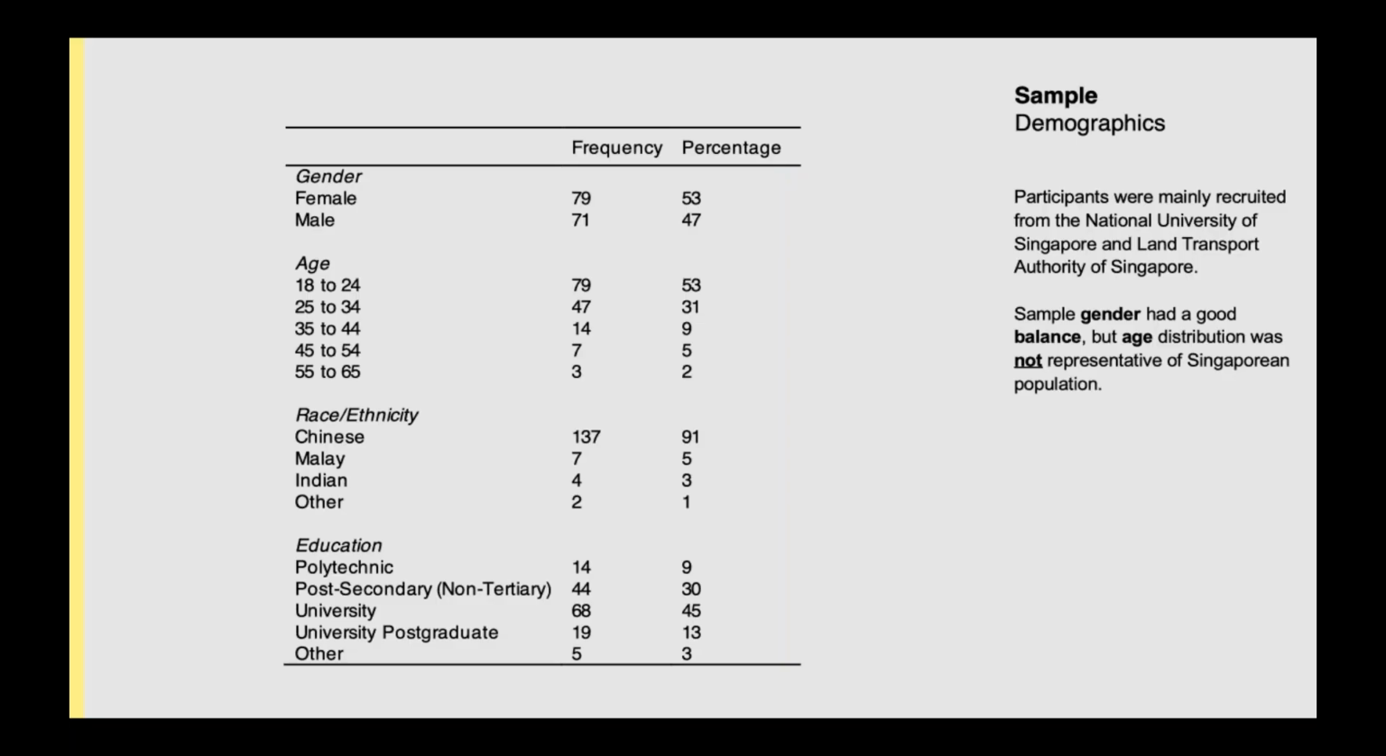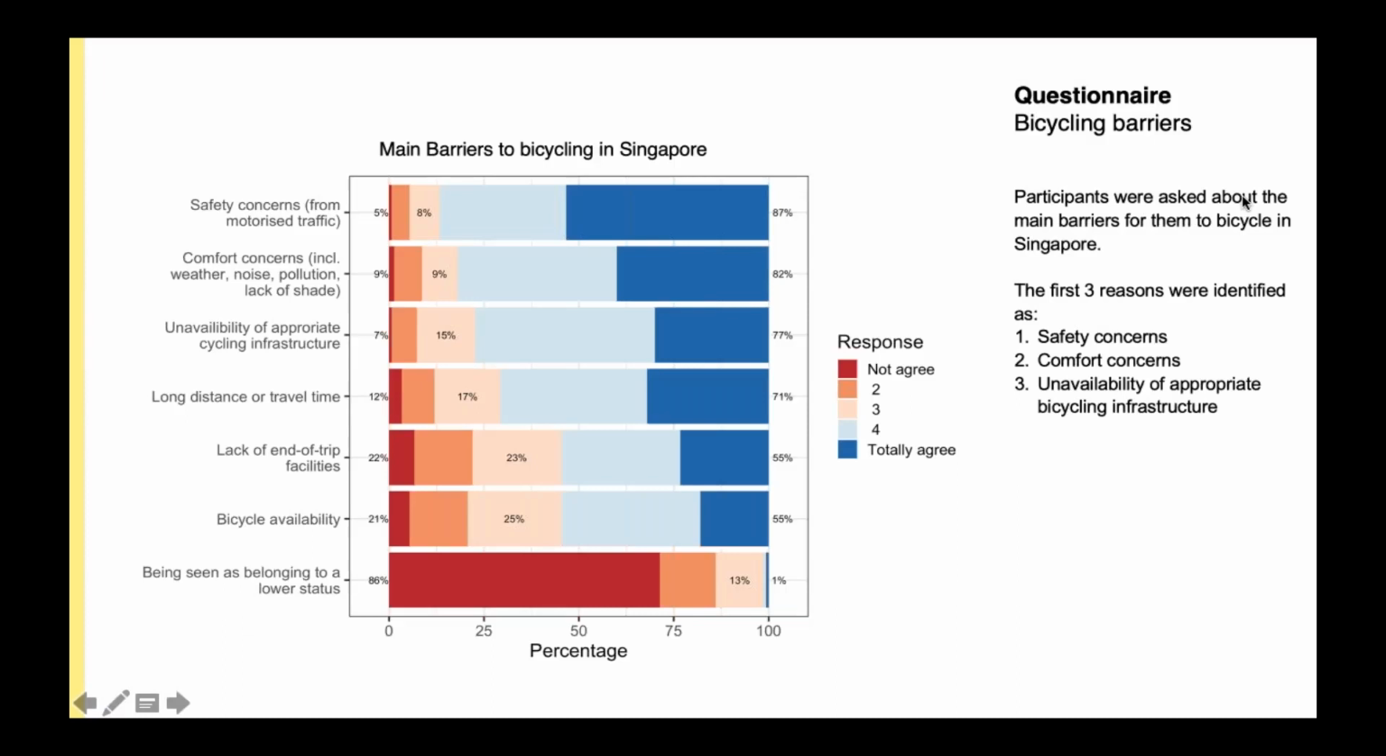Participants were mainly recruited from the National University of Singapore and Land Transport Authority of Singapore. We surveyed about 150 participants. The gender had a good balance, but age distribution was obviously not representative of Singaporean population. They were mainly 18 to 34, and they mainly had a university degree. We asked participants about the main barriers to cycling in Singapore, and the first 3 reasons were identified as safety concerns, comfort concerns, and unavailability of appropriate bicycle facilities.